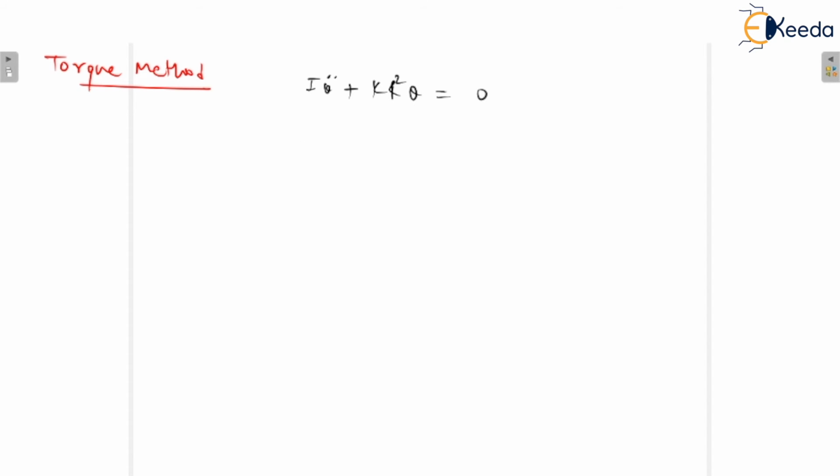When you rearrange this, theta double dot plus k r square upon I theta is equal to 0. You can see that this term represents omega n square, that means omega n is equal to under root of k r square upon I, where r is the radius of the disk.